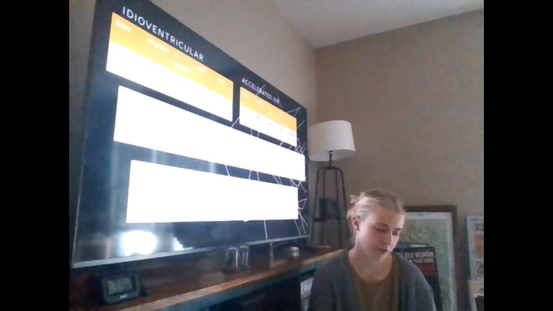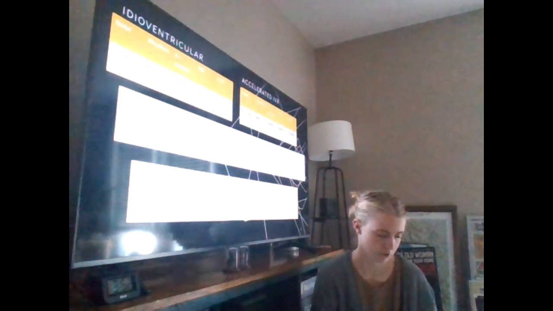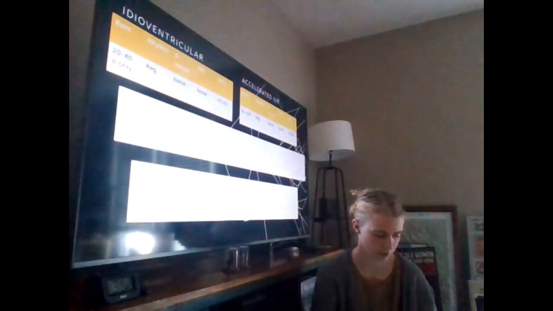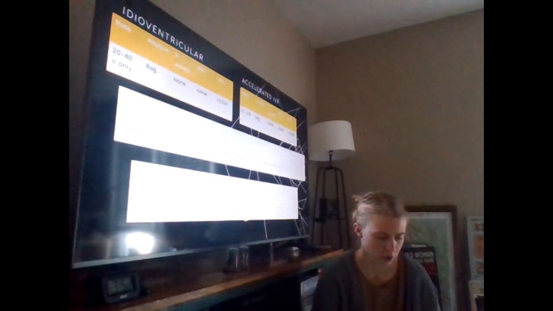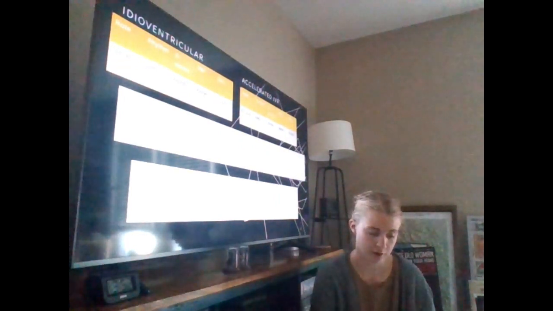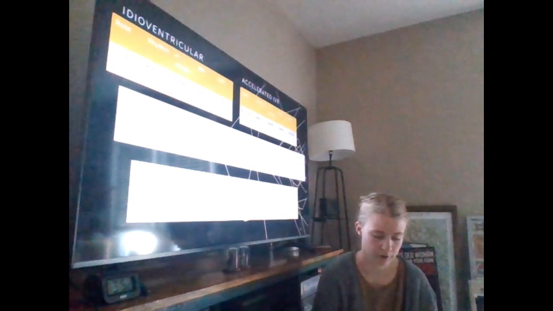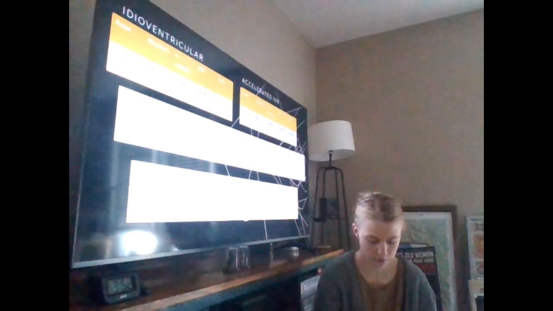And then you have accelerated idioventricular. Again, you're not going to have any P waves. So that's accelerated idio right there, and then right there it kind of goes back into the rhythm for a second. It's going to be between 41 and 100. Again, no P waves, but your QRSs are going to get a little bit wider.